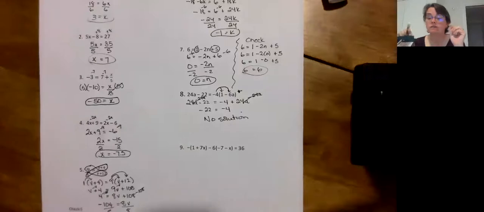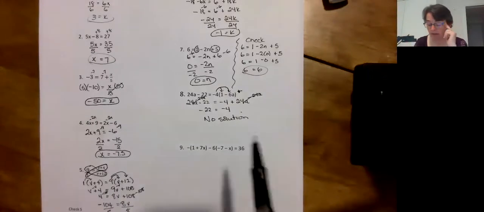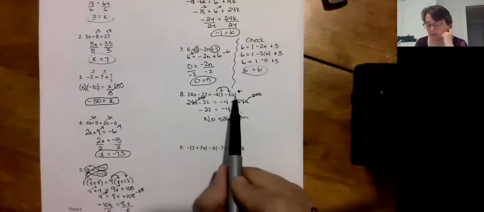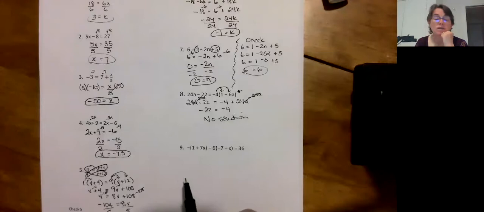So if your variables cancel out and you get something weird like minus 22 is minus 4, it means there's no solution, which means there's no number that you can put in there that's going to make that equation work.